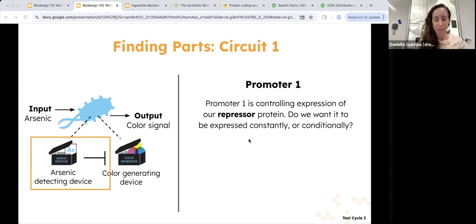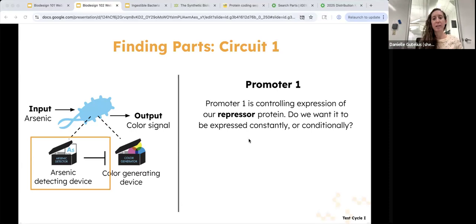Okay, good. In this case, we only want our system to produce color output if arsenic is present. If arsenic is not present, we want the color generating device off. So we want the first circuit to always be on and always producing that repressor protein. The repressor will be removed if the arsenic is present.